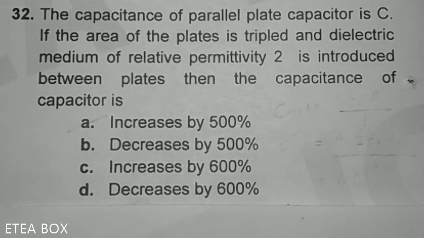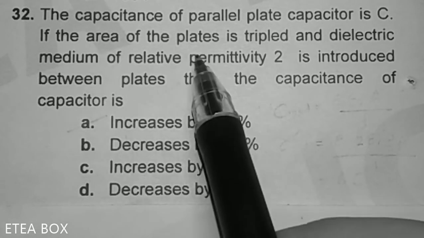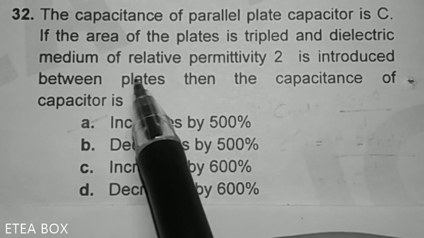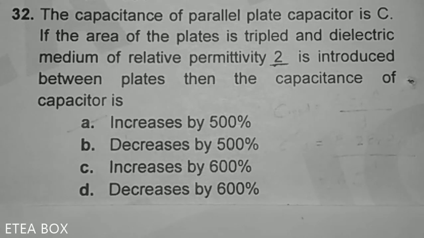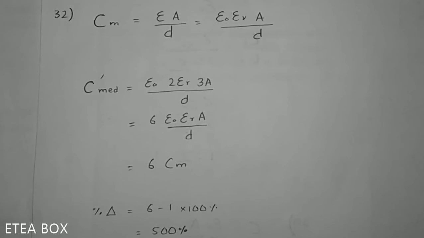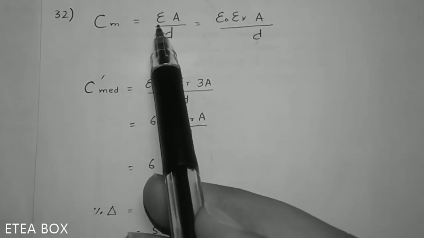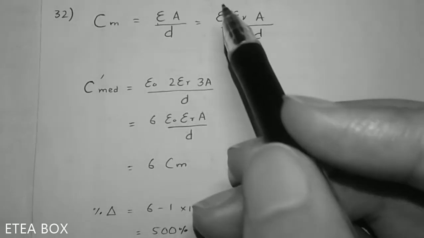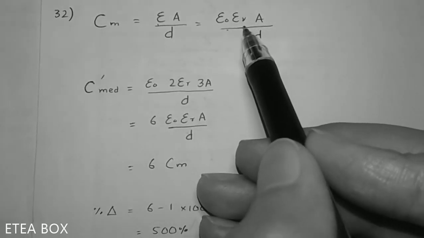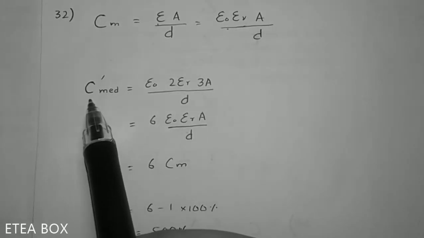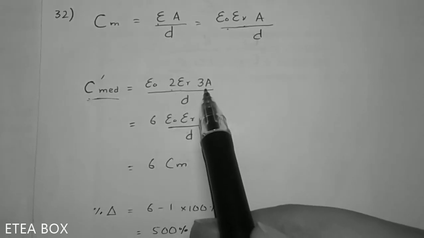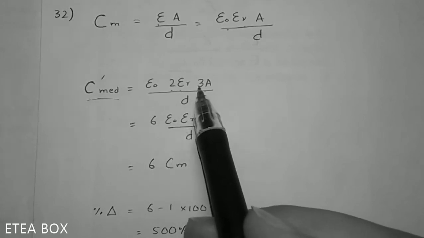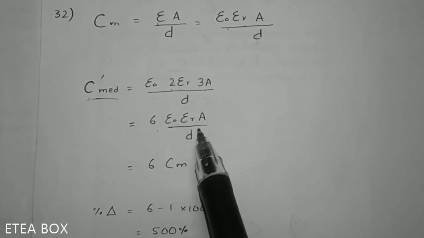The capacitance of a parallel plate capacitor is C. If the area of the plate is tripled and a dielectric medium of relative permittivity 2 is introduced between the plates, then the capacitance of the capacitor is increased by 500%. Now look here, in case of a medium, capacitance is permittivity times A divided by D, and we can write this permittivity as epsilon naught times relative permittivity. The new capacitance, when relative permittivity 2 is introduced and the area becomes triple, will be 2 times 3 is 6, epsilon naught epsilon R A divided by D.